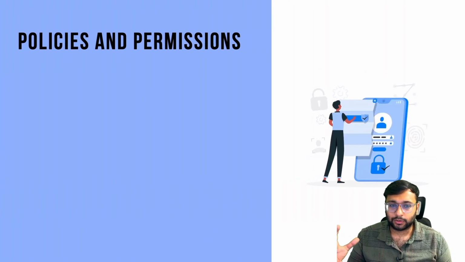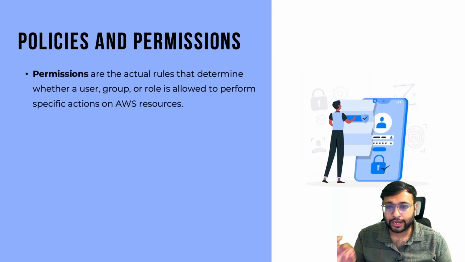Now let us understand what policies and permissions are in AWS, because that is a very important concept when it comes to IAM. Permissions and policies are what we are studying now, because this is what makes sure that a user gets the correct type of resource and correct access to it, and can perform correct actions. Permissions are the actual rules that determine whether a user, group, or role is allowed to perform specific actions with AWS resources. Permissions are the rules that define what a user, group, or role can do for a particular task. Correct.